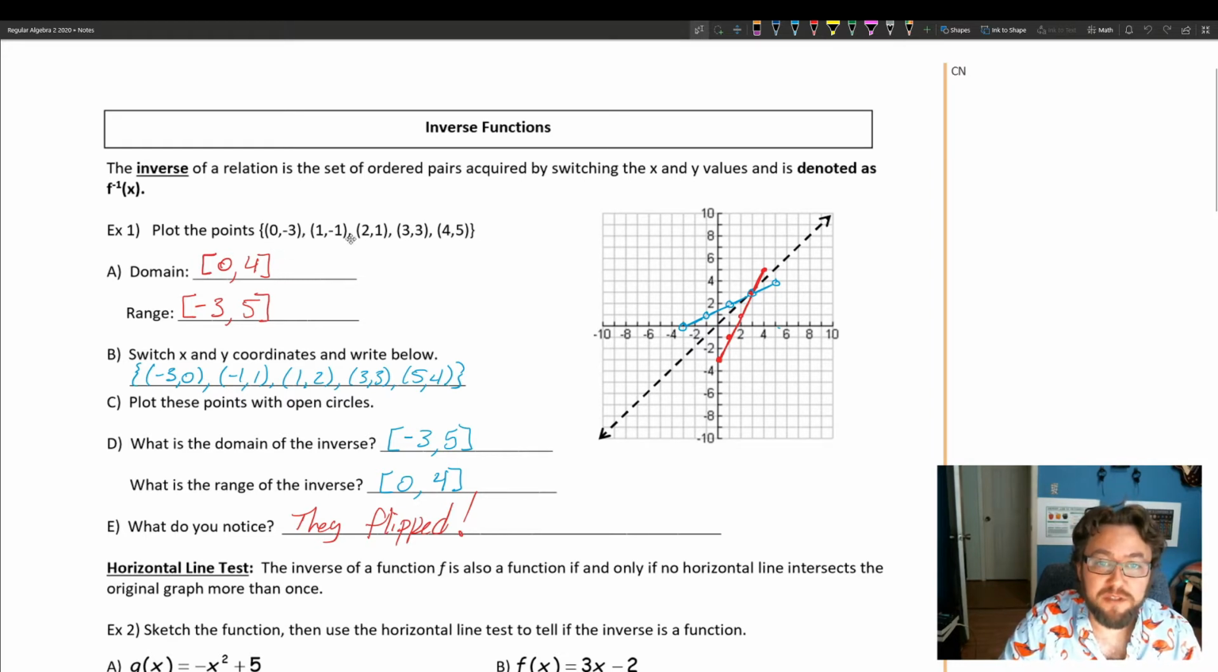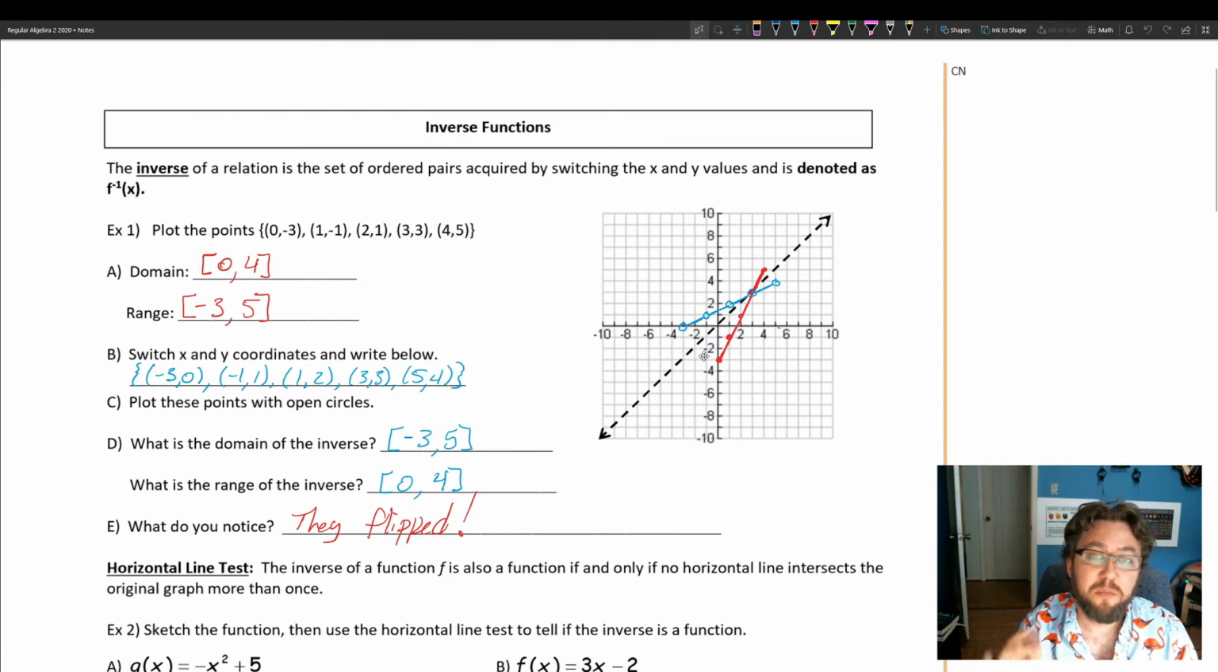So we've got these points that I plotted, and they're the points that are here in red. And our domain, as you can tell, our x values go from 0 to 4. Our y values go from -3 to 5. When we say find the inverse, what we're doing is taking these points and basically flipping where the x and the y are. So I did that, and I came up with the blue with the open circles.